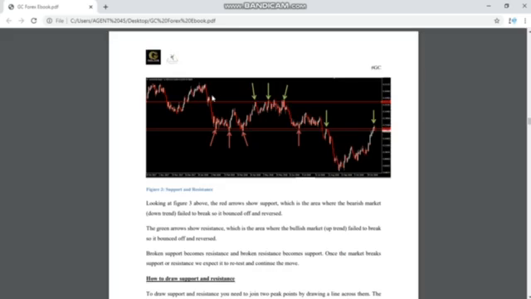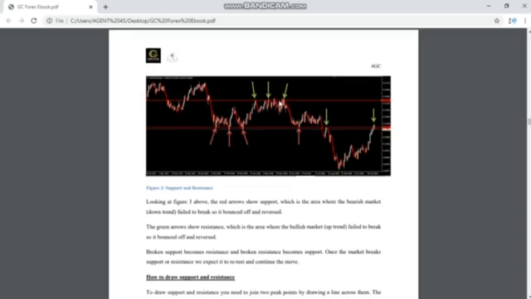Then we see here there was a rejection when the market hits your support and then it continues moving back up again. And then same thing here, there was a rejection, the market hit your resistance and then it continues going down. So if it breaks and goes upwards, then this turns into support.